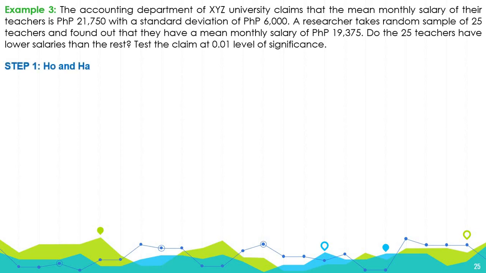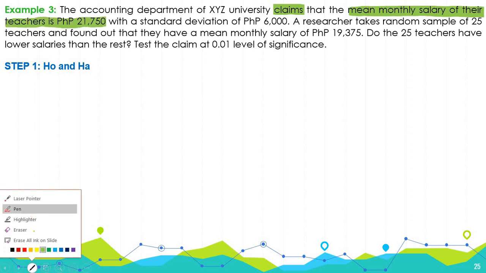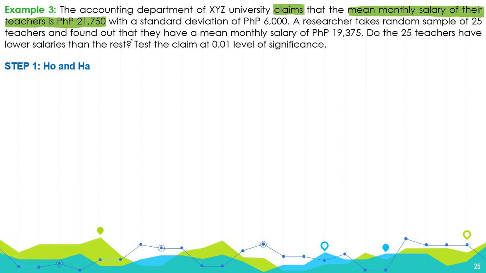So let's start by formulating, again, the null and alternative hypothesis. The null hypothesis is the assumed value of the parameter, which in this case can be found in the first sentence. So the claim or the assumption is that the mean monthly salary of teachers is 21,750. That 21,750 stated there is our mu, or the population mean, because this is the assumed value. So the null hypothesis can be represented as mu equals 21,750.